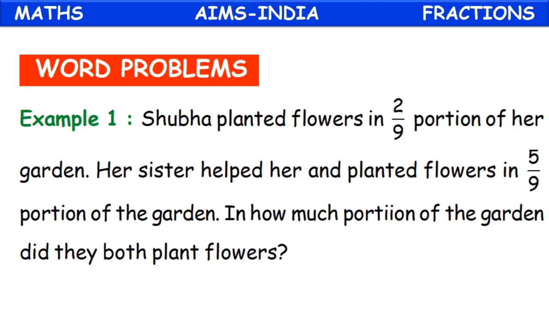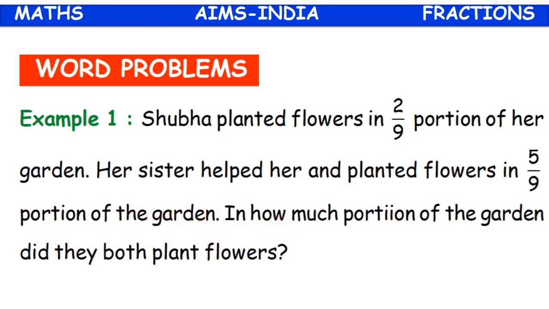Next, word problems. Now we have understood how to add and subtract the like fractions. So using that addition and subtraction, we can solve word problems. Yes. So let us look at the first example. Shubha planted flowers in 2 by 9 portion of her garden. Her sister helped her and planted flowers in 5 by 9 portion of the garden. In how much portion of the garden did they both plant flowers?